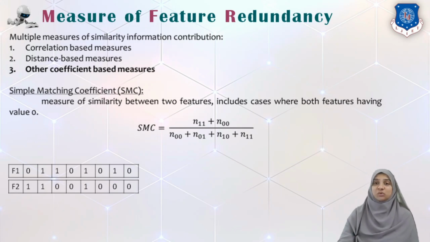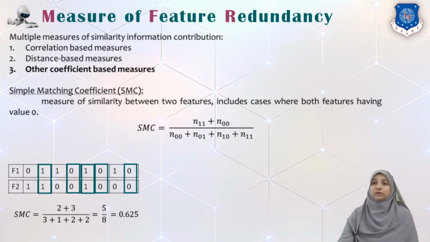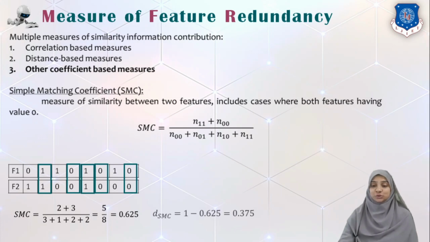So again, let us calculate and understand SMC with the help of an example. This is my feature 1 and feature 2. Here we will calculate the number of elements where we have both values as 1 and the number of elements where both features have value 0. Two instances where feature 1 and 2 both have value 1 and 3 instances where feature 1 and 2 both have value 0. And the total number of data points is nothing but 8. So 5 divided by 8 is nothing but 0.625.